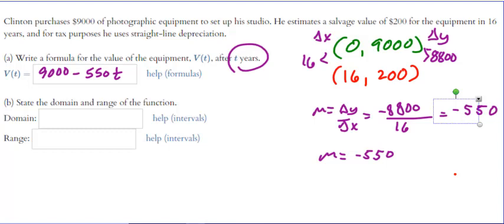All right, so domain would be 0 to 16, 0 to 16 years, right? And the range would be 200 to 9,000. The lowest y value is 200 because that's at 16 years. That's what he's got left. The highest value is 9,000. That's what he paid for it. So just some things to think about and to use on the calculator.